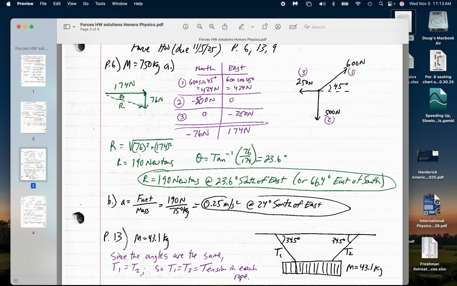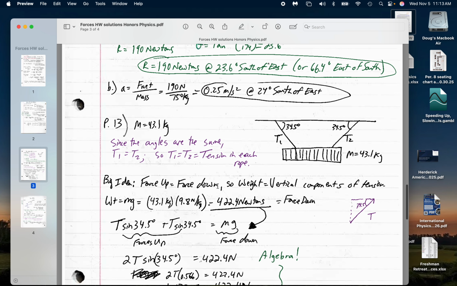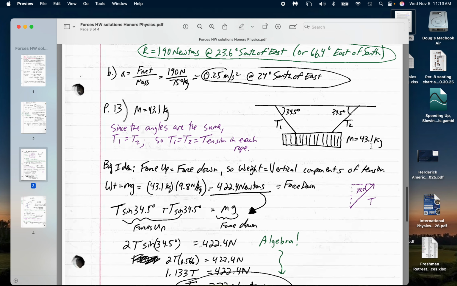Problem 13. This is a symmetrical problem. Since the angles are the same, tension 1 is equal to tension 2. So rather than having 2 separate variables, T1 and T2, I'm just saying that's equal to T, the tension. The big idea here is force up equals force down. The weight caused by the mass of the sign is going to equal the vertical components of tension upward.